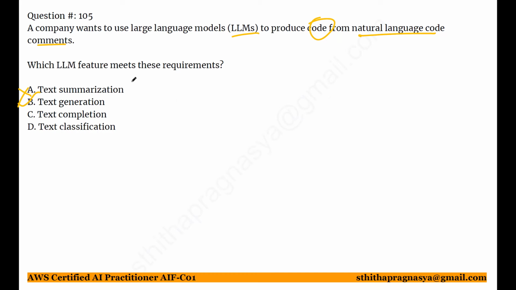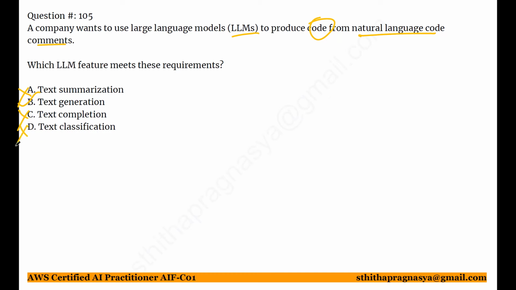from natural language input. Why not text completion? This involves predicting and appending text to a partially written input. While this can assist in writing code by completing snippets, it is not explicitly designed for generating new code from natural language. This is kind of partially correct, but not the best choice, as it focuses on completing input rather than generating code from scratch.